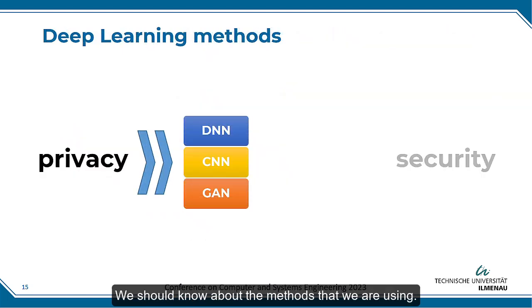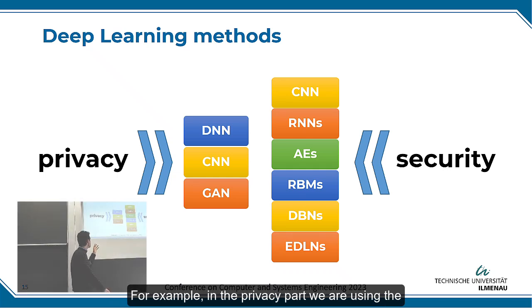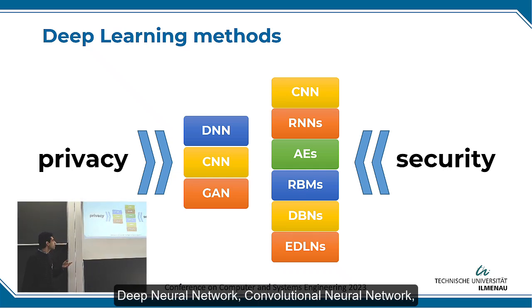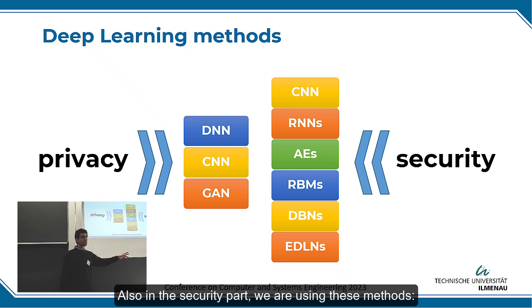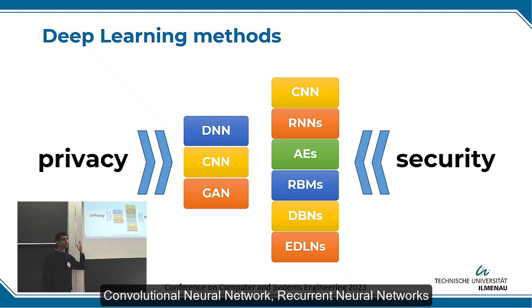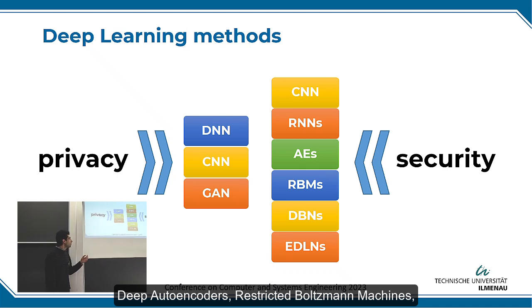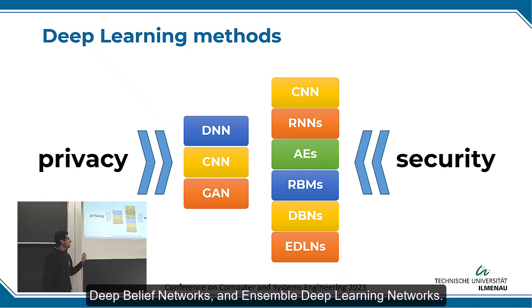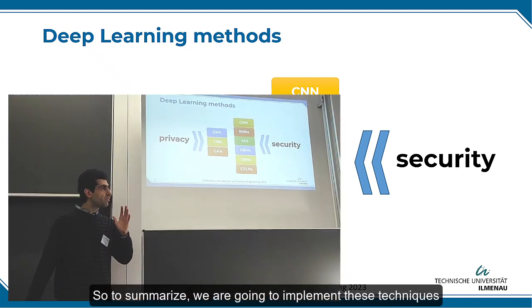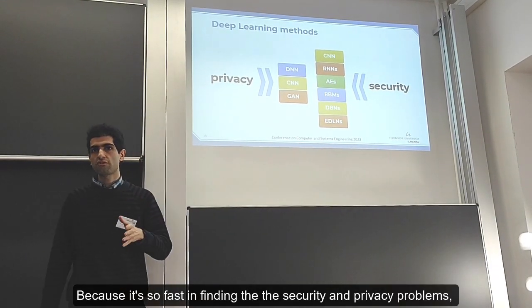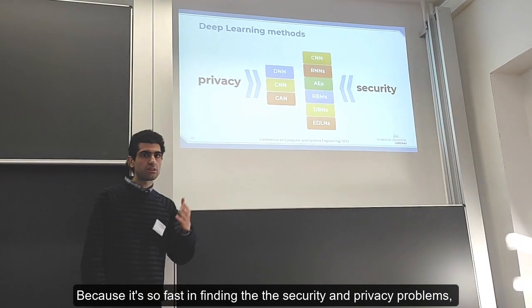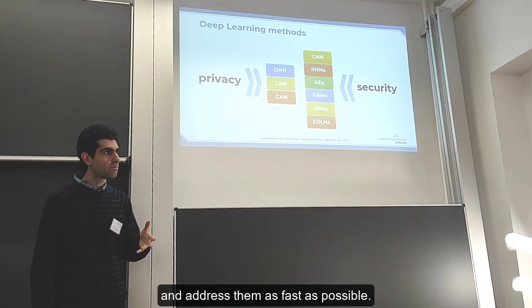We should know about the methods that we are using. For example, in the privacy part, we are using deep neural networks, convolutional neural networks, and generative adversarial networks. Also in the security parts, we are using convolutional neural networks, recurrent neural networks, deep autoencoders, restricted Boltzmann machines, deep belief networks, and ensemble deep learning networks. So to summarize, we are going to implement these techniques on edge computing-based IoT because it's going to be so fast in finding security and privacy problems and addressing them as fast as we can.